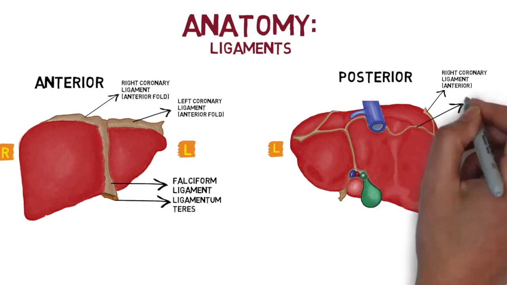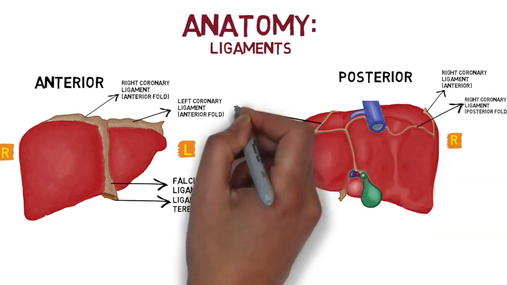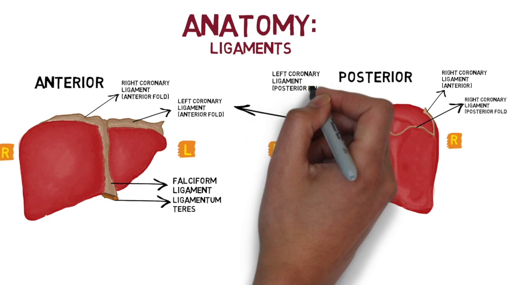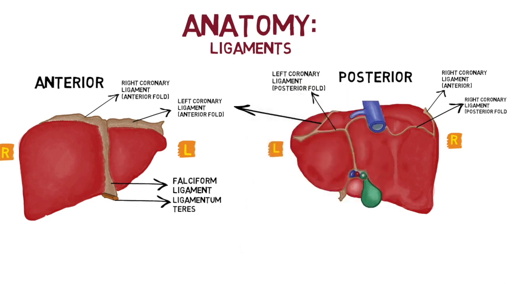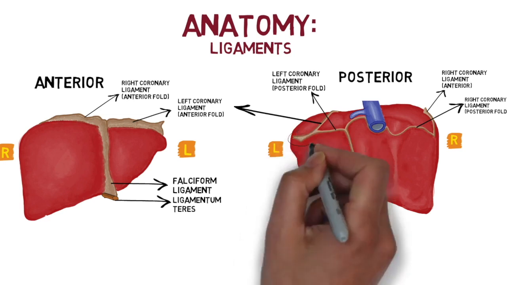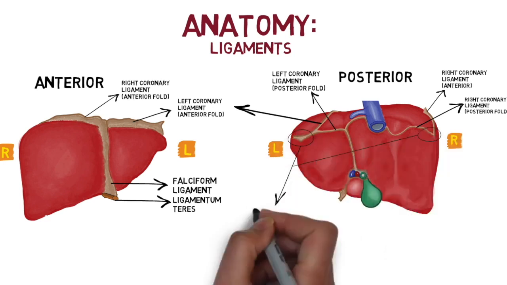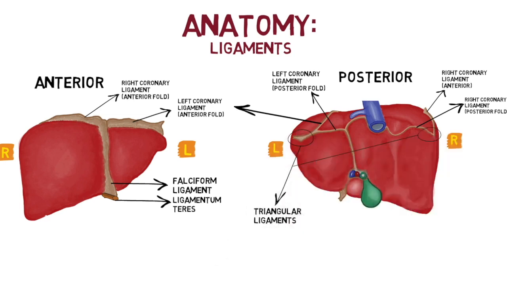On the posterior side of the liver, the posterior folds of the left and right coronary ligaments can be seen. The anterior and posterior folds of the coronary ligaments converge on the right and left side of the liver to form the right and left triangular ligaments. Within the margin of these ligaments is an area not covered by peritoneum, which is in direct contact with the inferior diaphragm. This is known as the bare area.